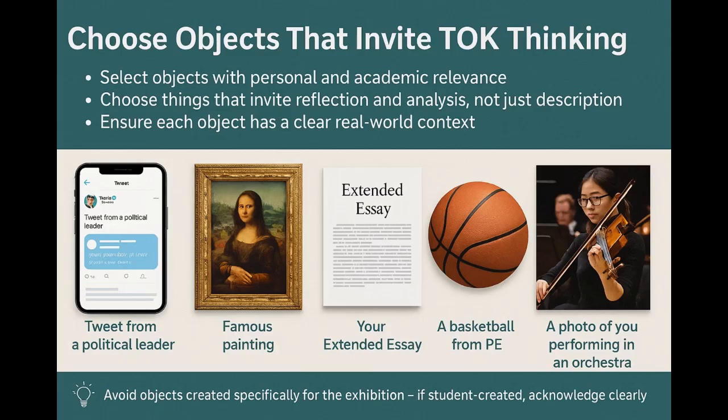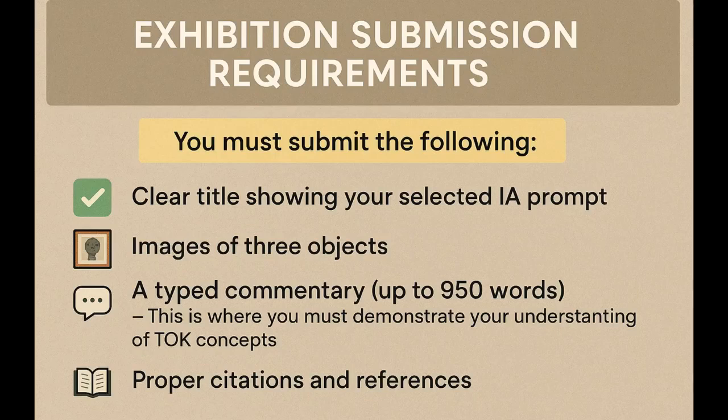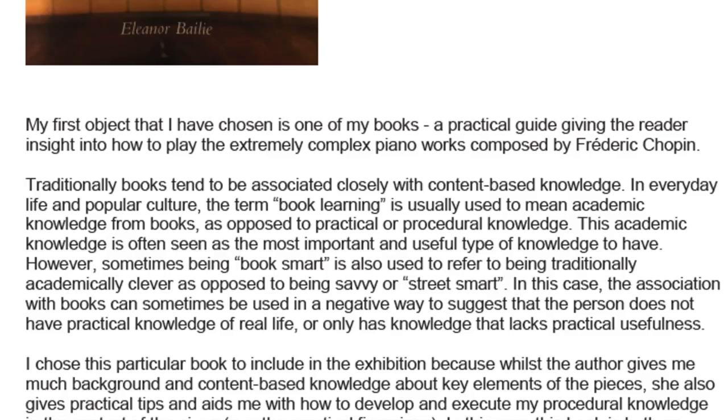Next, you need to choose 3 real-world objects. These can be physical artifacts or digital items like a newspaper article, a social media post, or maybe a scientific diagram. The important thing is that these objects must exist independently of your exhibition. Generally, you can't create new objects just for this task, unless they were made before you started working on your exhibition. Now about your commentary, your typed commentary should be no more than 950 words.